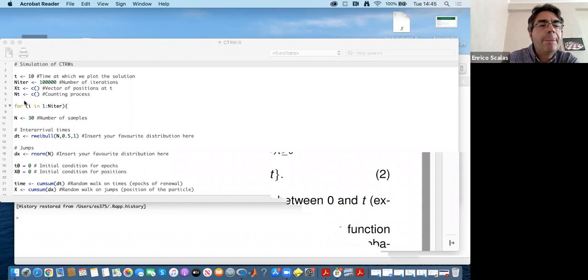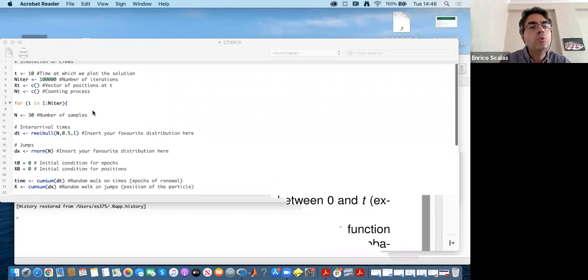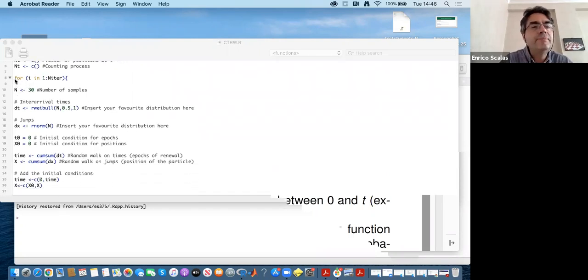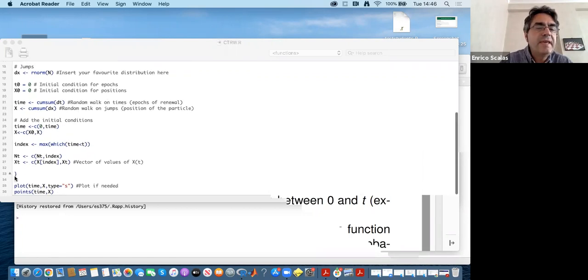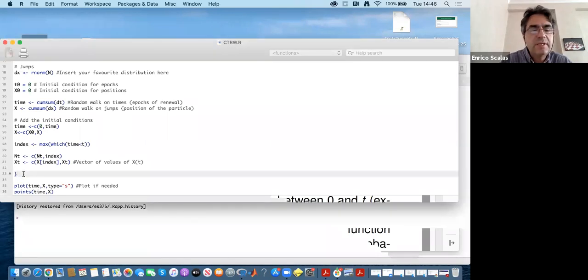Now, we have defined the main variables. Then we start a loop. The syntax of the loop in R is as follows. You use for. Then there is an index which is increasing. In this case, the index moves from 1 to the number of iterations. Then you open the curly brackets and you close them at the end of the loop. So this would be the end of the for loop.